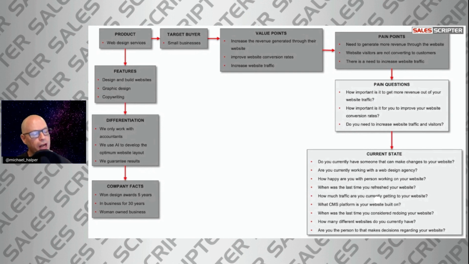And there's another category of questions that you can ask, which I consider to be current state questions. Now, these will vary depending on what you sell, but here are some examples for this particular example. So if we sell web design services, then you might want to ask, do you have someone that can make changes to your website?